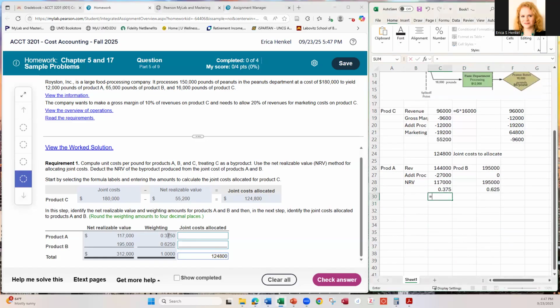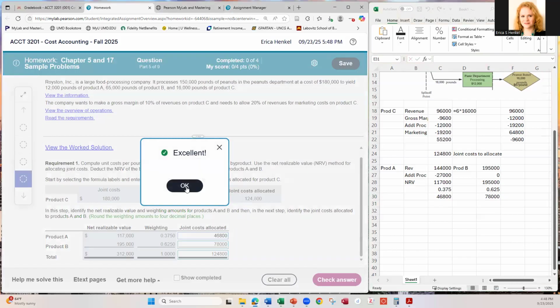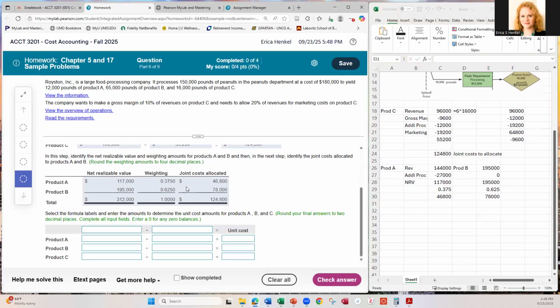So $78,000, that one, and 46,800 there. Okay.